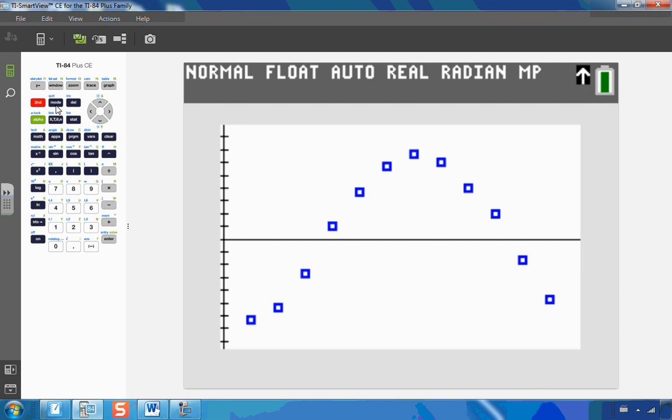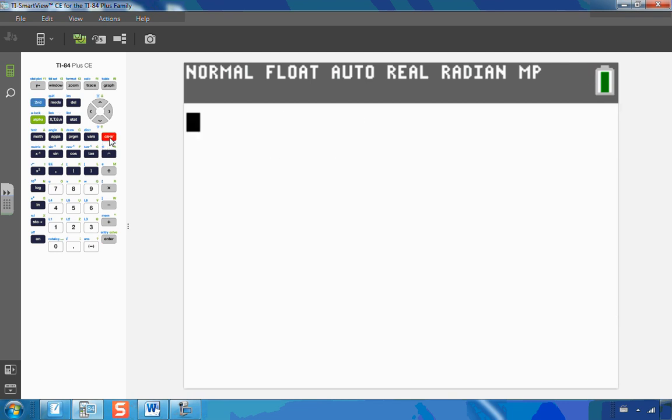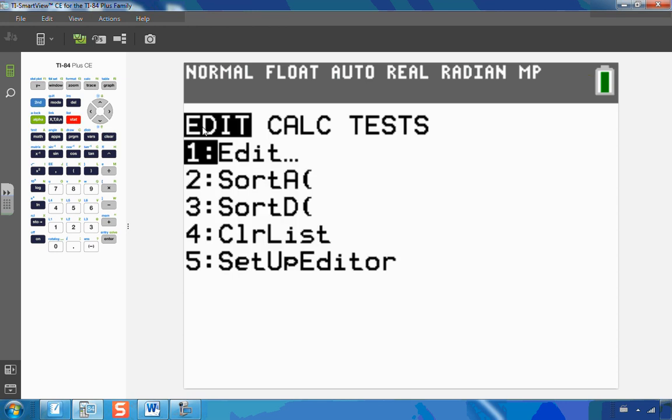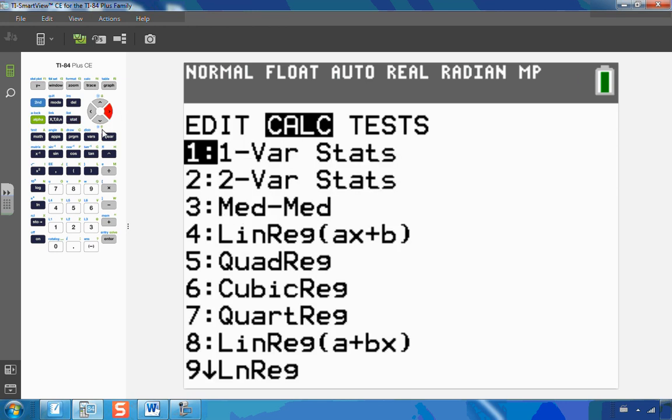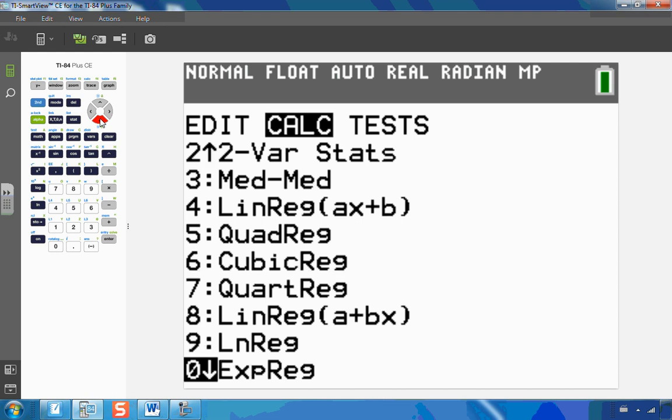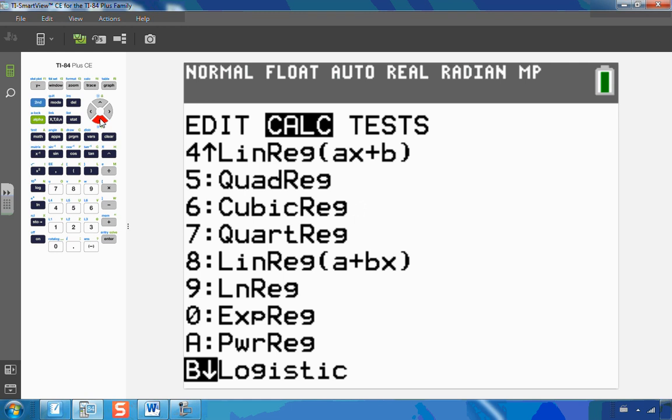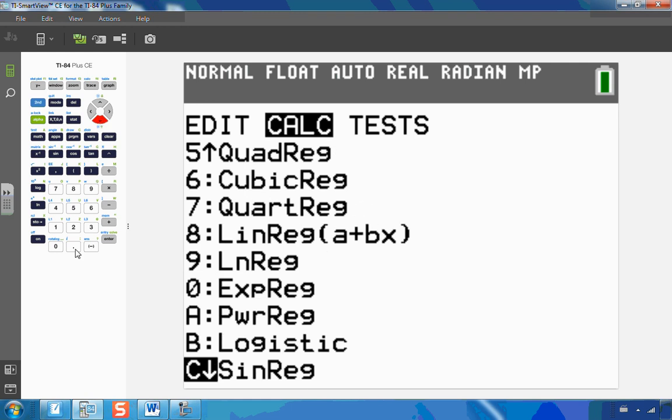So out to my main screen, and here's where I'm going to do my regression. So I go back into stat. I've already edited the points. I want to calculate a regression. So these are all the regressions that your calculator does. Let's just talk about a couple of the important ones as I go by. This is a linear regression for lines, quadratic regression if it's like a parabola, cubic. This is a log regression, exponential regression, and here's sine regression. So that's the one I want.